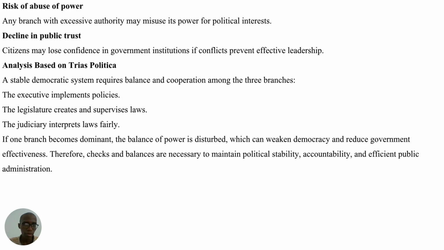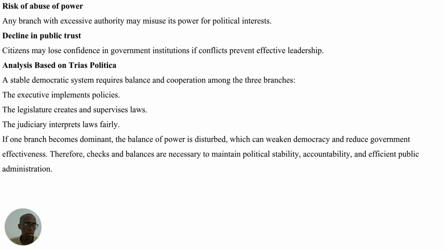The next one is the risk of abuse of power. Any branch with excessive authority may misuse its power for political interest. Another one is decline in public trust. Citizens may lose confidence in government institutions if conflict prevents effective leadership.